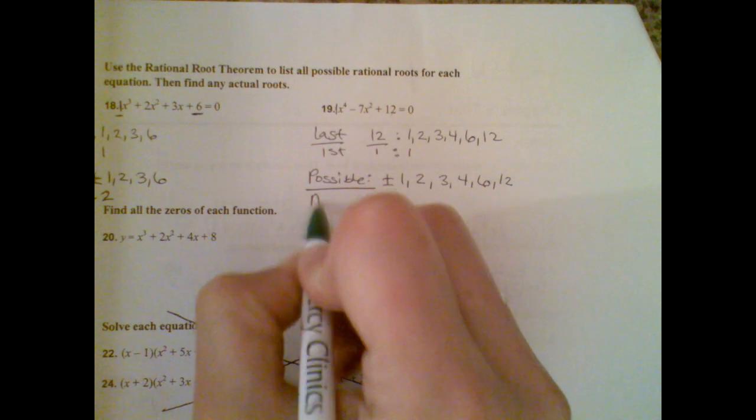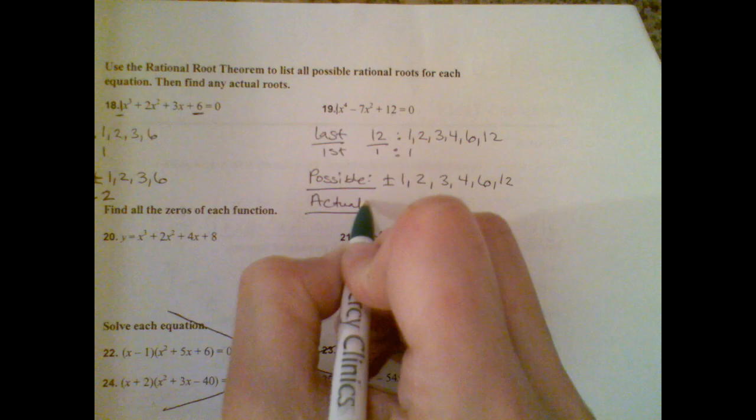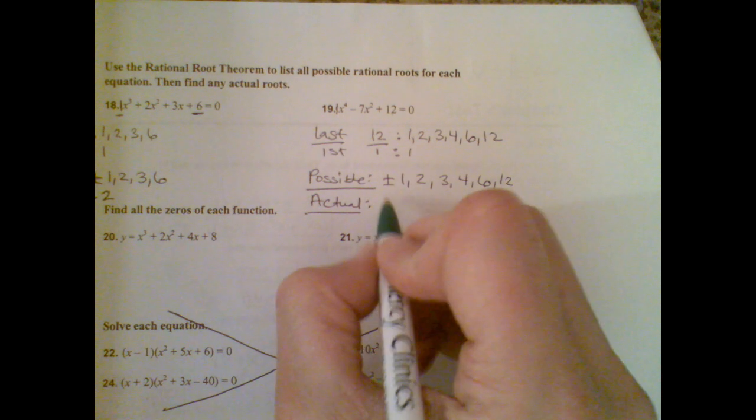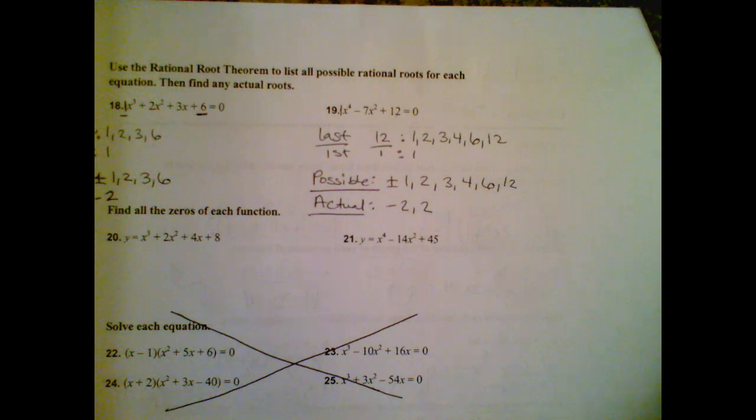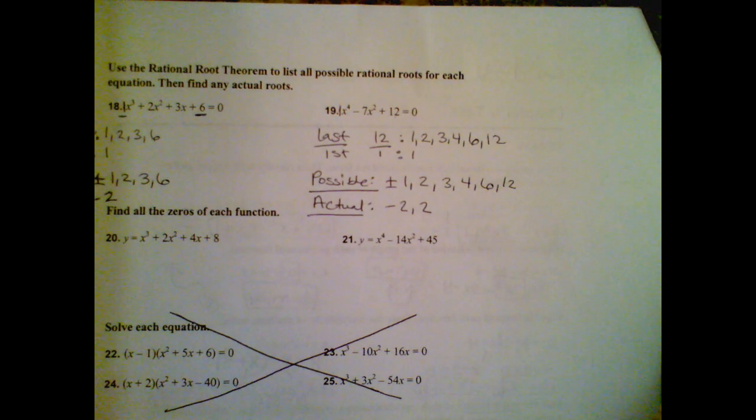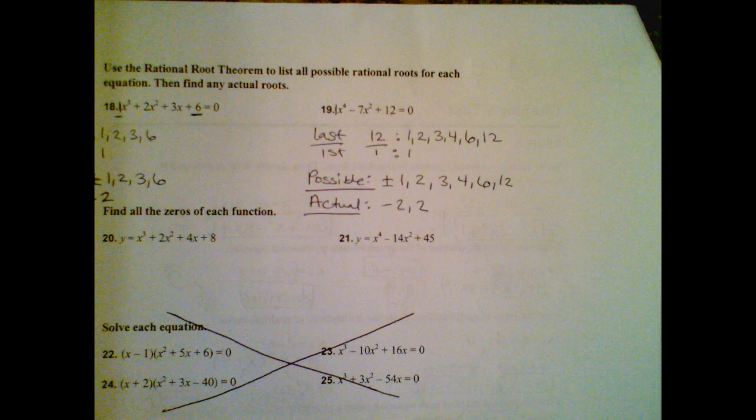And then our actual ones, we go ahead and graph it and see where it crosses the x-axis, and it's going to cross at -2 and +2. And again, we do not need to find the other 2 solutions, they just want the rational ones.